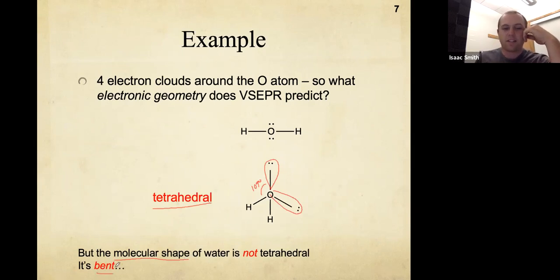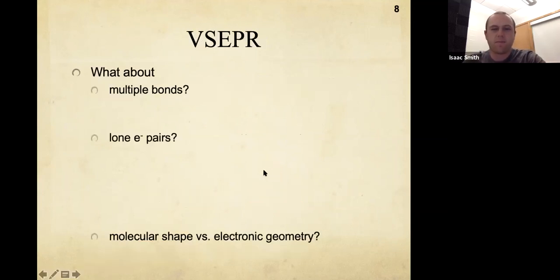is actually called bent. So tetrahedral is kind of the electron geometry around it, right? Where the electron clouds are, but molecular shape actually only refers to the shape of the atoms. Okay, so I think I have an illustration that will show this a little bit better.